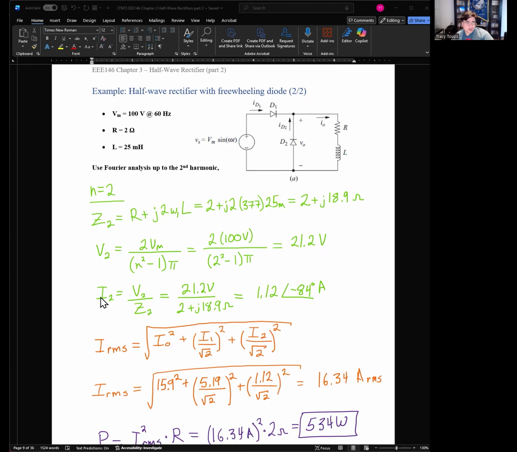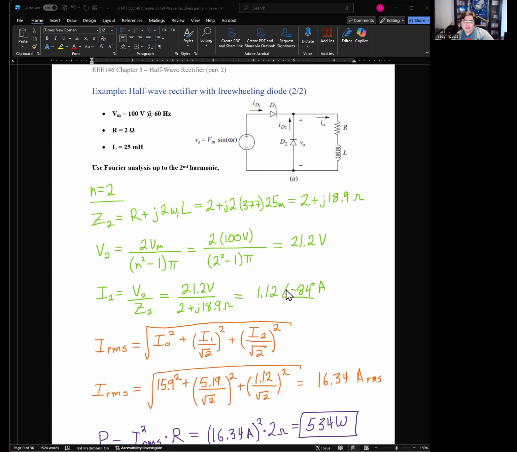So let's just do Ohm's law. I2 is equal to V2 over Z2. We got 21.2 volts divided by 2 plus J 18.9 ohms. Our total current is going to be 1.12 amps at an angle negative 84 degrees. All right. So here you got a smaller voltage and a smaller current, which is expected as you get higher order harmonics. These numbers are going to typically get less and less and less.